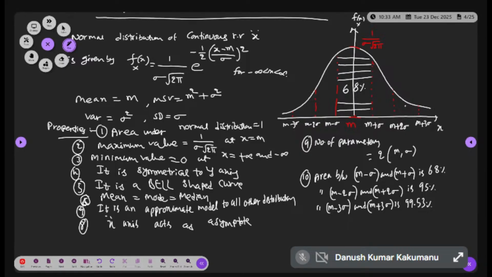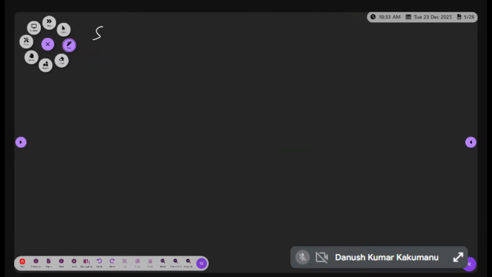Coming to the next continuation of the normal distribution, we have completed all concepts. Next, not completed. We have one more slide for the normal distribution. Standardized normal random variable. That is also very important. What is its definition? Write down its definition.